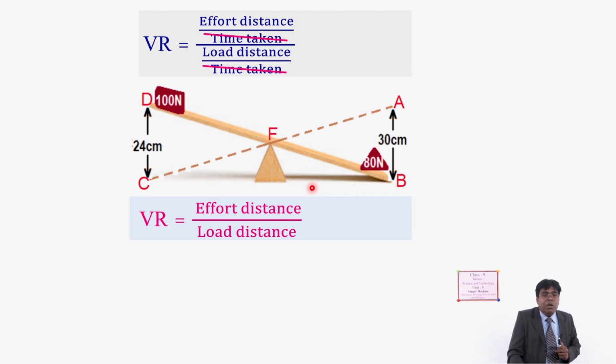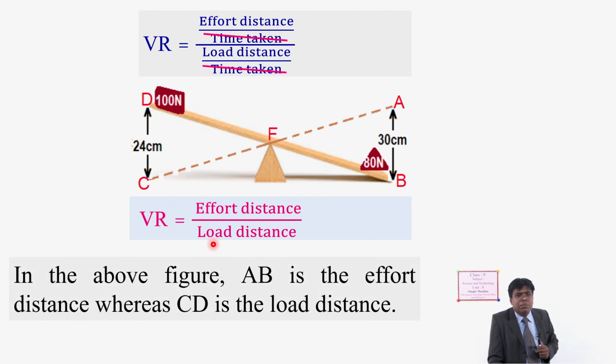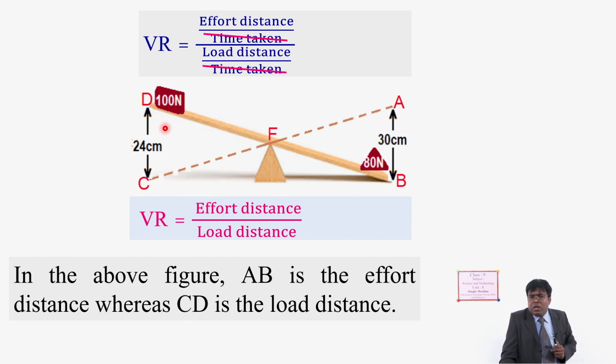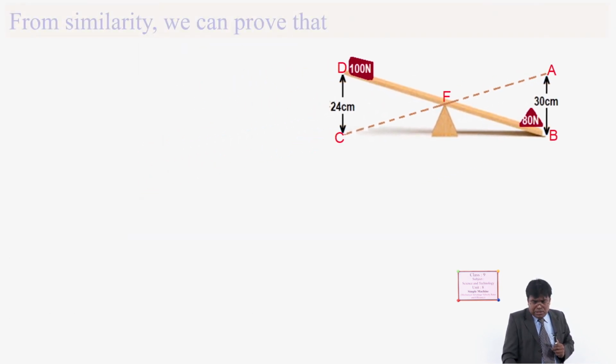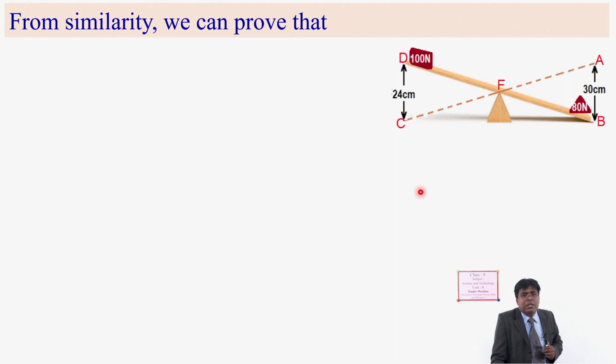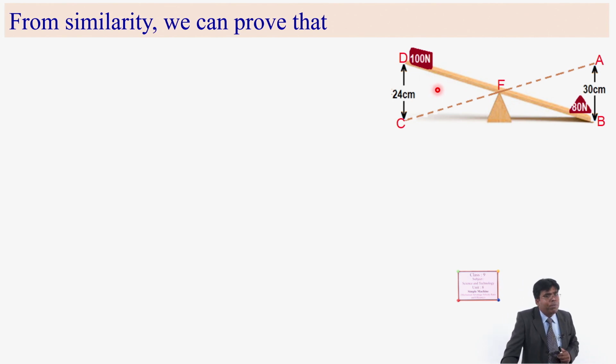Okay, now a bit more. I want to make it another definition formula. Just see here in the above figure. If you are remembering about the similarity, then I want to show you one other relation. So these two, ABF and CDF, can be considered as similar triangles, and you have learned their sides are proportional.